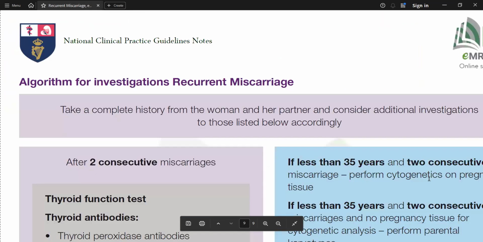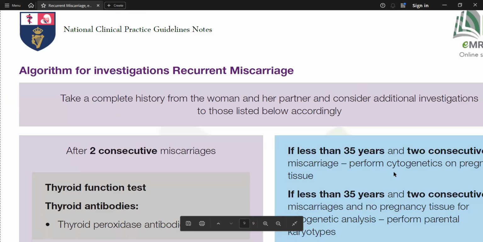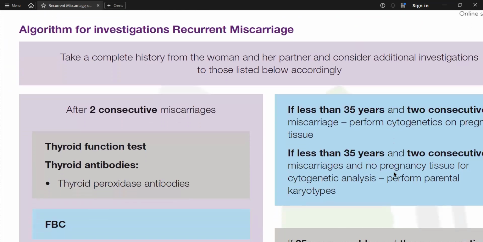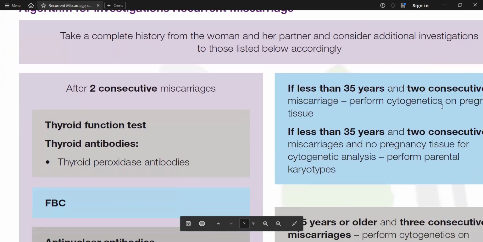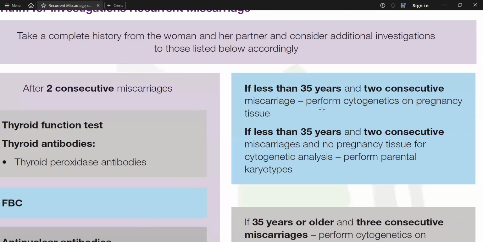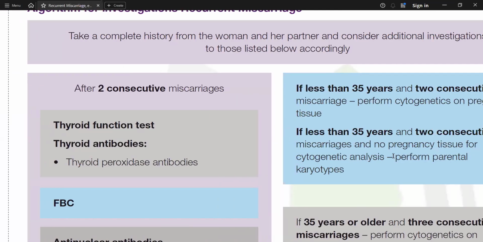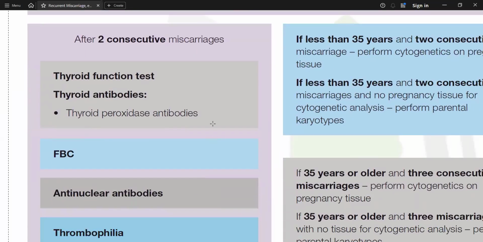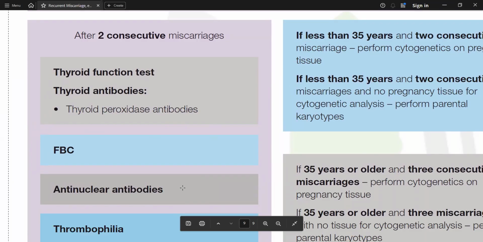Okay, guys? And at last, you are going to find this very informative algorithm for investigations for recurrent miscarriage. You are going to find everything we have discussed together. And of course, the points of uniqueness for RCPI, the age that we have talked about before, when to perform the cytogenetics, and the routine testing, as you find here. The anti-nuclear antibodies is not routine testing, but it can be done after 2 consecutive miscarriages.